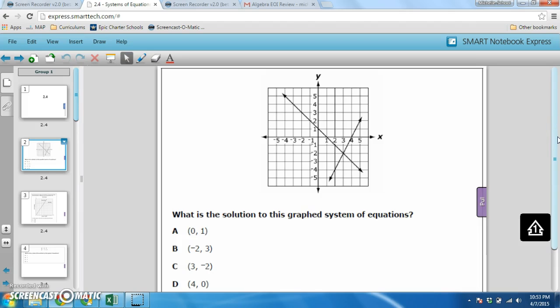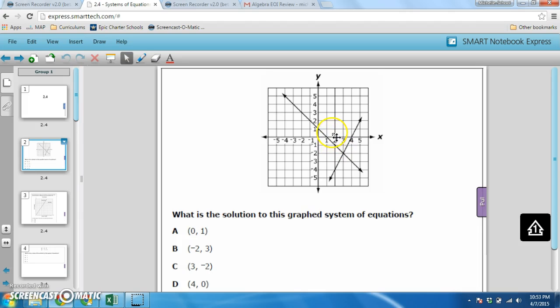If you have three possible solutions, they can intersect at one point like this, and here's the solution. They can be parallel, and then there's no solution, and then they can be on top of each other, and there's infinite solutions because they're the same line. Most of the time in the UI, though, they're going to ask you about that one intersection point.